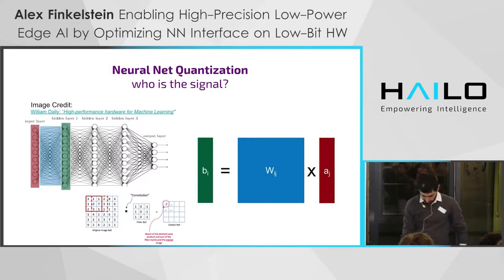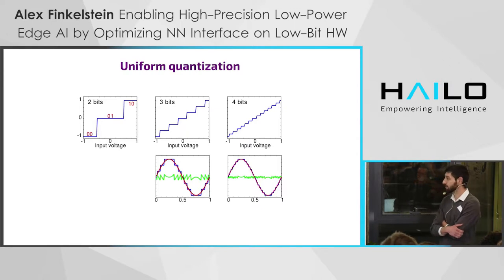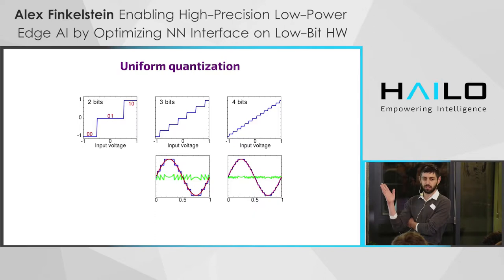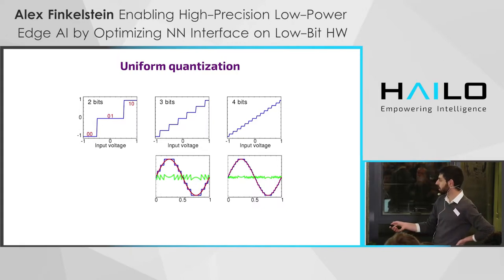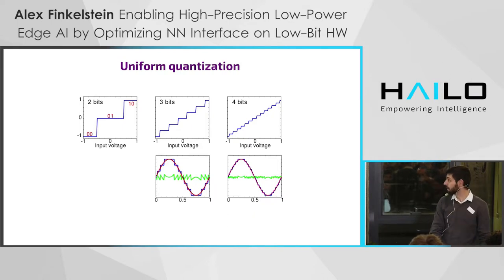Okay, so let's quantize the signal. Here it's already quantized. So uniform quantization obviously is applying a staircase function to the signal. And if I give it more bits, then the staircase is smoother. And the quantization error, or quantization noise, which is the difference between the original and quantized signal, depicted here in green, is smaller as you give more bits.